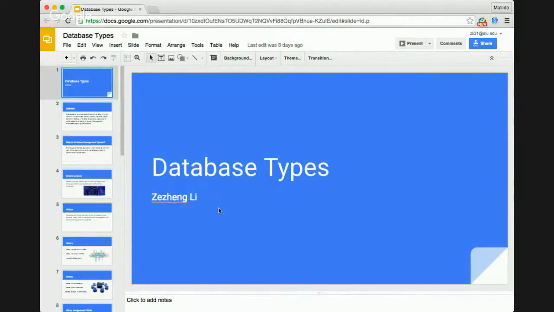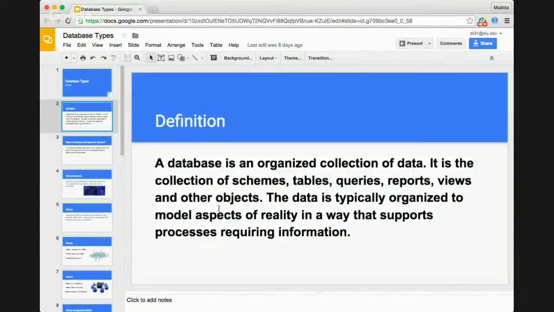Today I'm going to talk about the database types. The definition of a database is an organized collection of data. It is the collection of schemas, tables, queries, reports, views, and other objects. The data is typically organized to model aspects of reality in a way that supports processes requiring information.